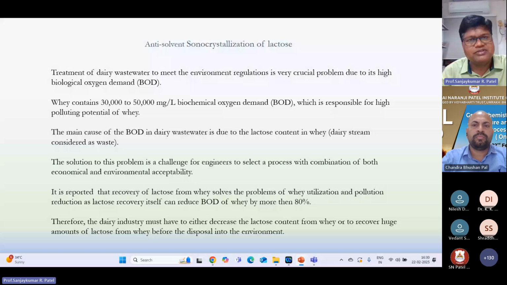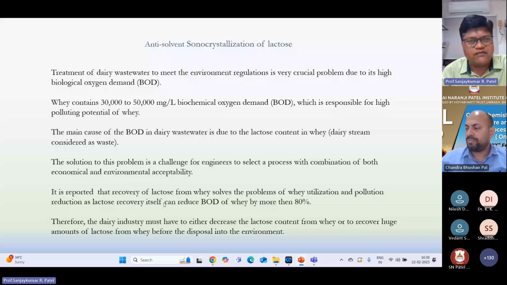It's a very easy process and very economical also. Okay. And therefore, I'll try to recover the lactose available in the wastewater with the help of crystallization first, and then by using ultrasound, because it benefits the crystallization process. Correct.